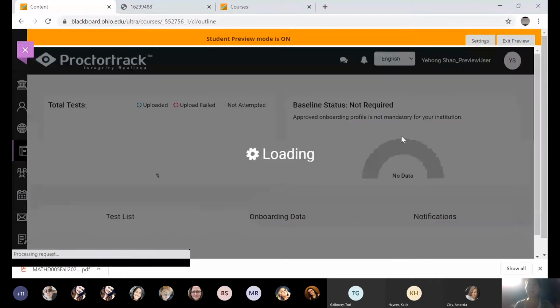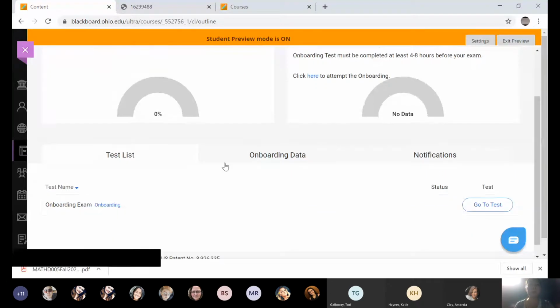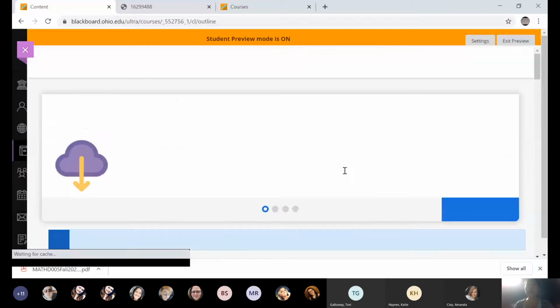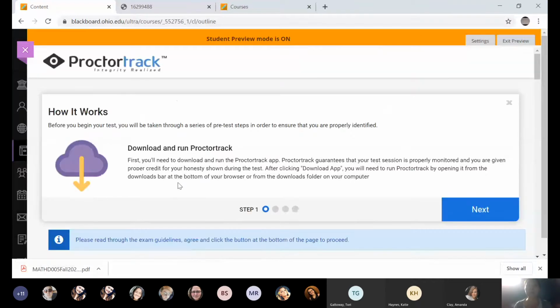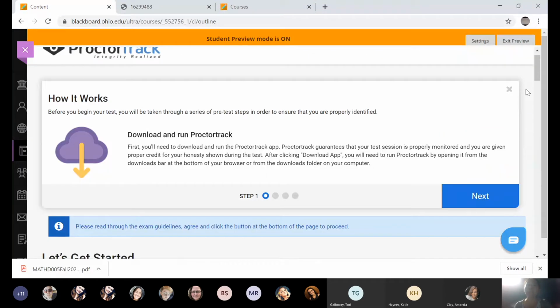It might take a little bit to load because I opened it quite a few times. If it's the first time you open Proctortrack, it might take like 30 seconds to load. Then you will see the onboarding exam. You click on go to test. It will take you to a page telling you to download this software and follow the instructions. You do have to have ID so you can scan your face and scan your ID, to make sure it's the right person taking the exam.